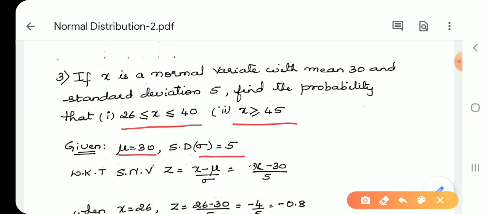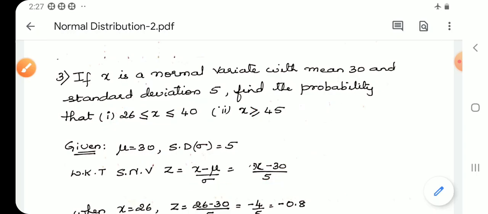So to find the result, now we have to write this X in terms of Z. For that we will use the formula for the standard normal variate, that is Z = (X − μ)/σ, where μ is 30 and σ is 5. Let us find the value of Z when X is 26, X is 40 and X is 45.